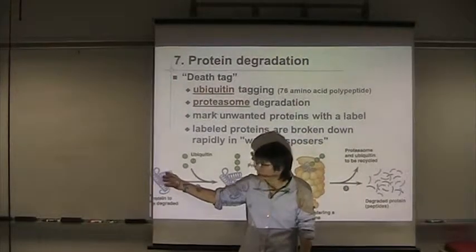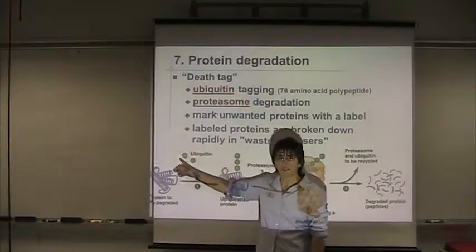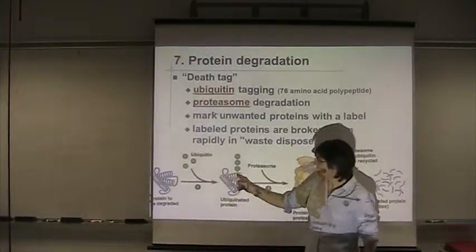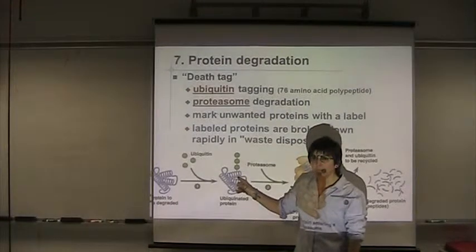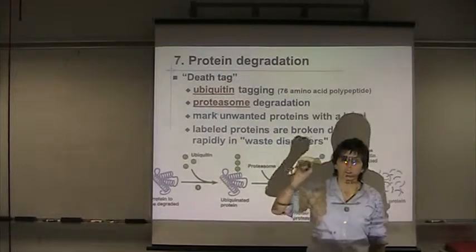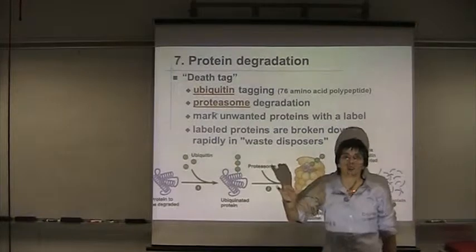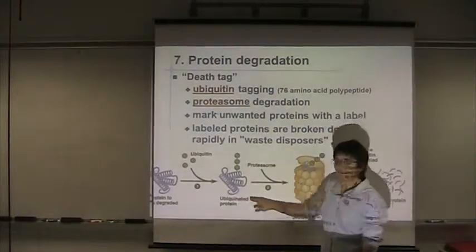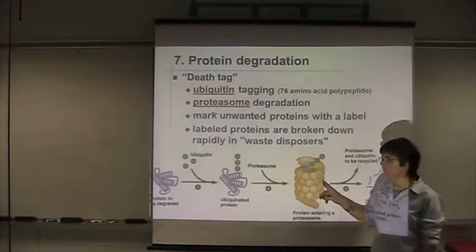Okay? So what your cell does is going to use ubiquitin, this protein, and it's going to attach it to the protein to be destroyed. So this is a tag that says you are marked for destruction. You are going to be totally destroyed. Who destroys it? Another protein. So this is like cannibalism, proteins destroying proteins.